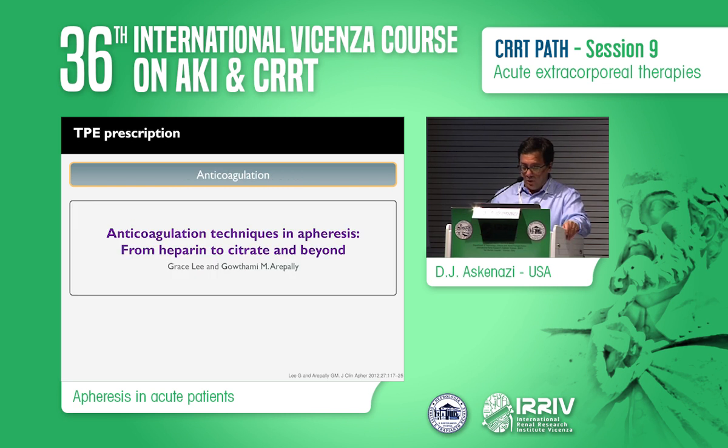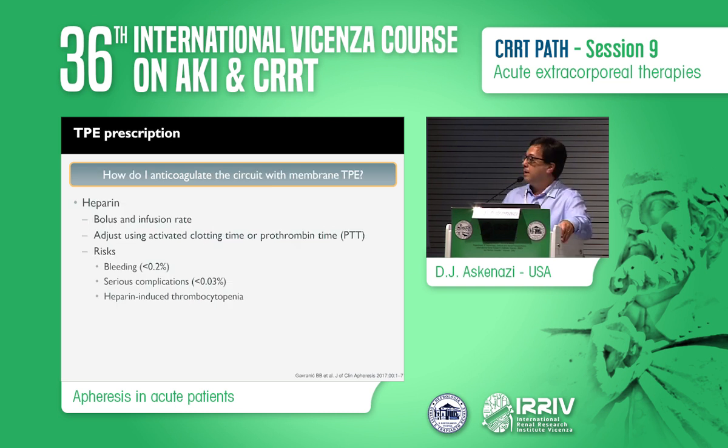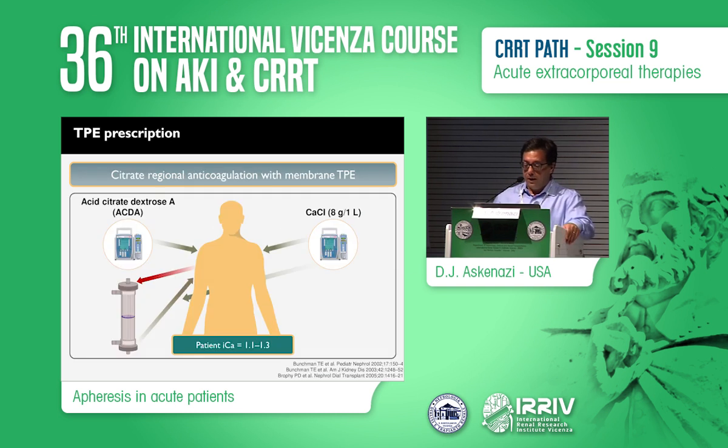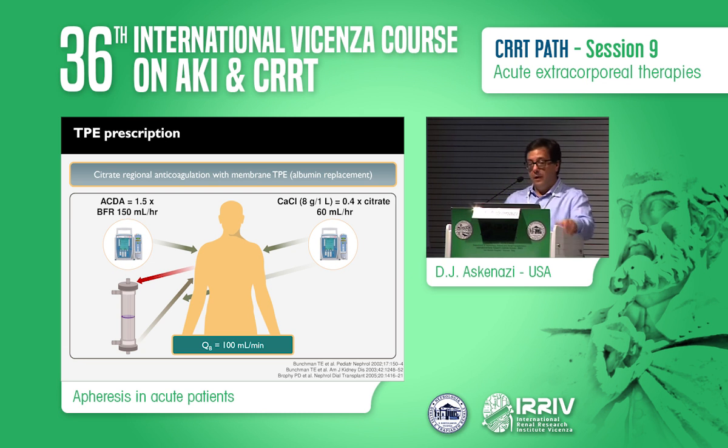I'm not going to go into great detail on this just for the sake of time, but you can use heparin, and you can use citrate as well. We use a citrate protocol that's very familiar to us. It's very similar to what we do in CRRT. We monitor the patient's ionized calcium. If the patient's blood flow is 100, we use ACDA at 1.5 times the blood flow, and then we use calcium at 0.4 times the citrate. Again, there are other protocols out there. This is how we do it with CRRT.